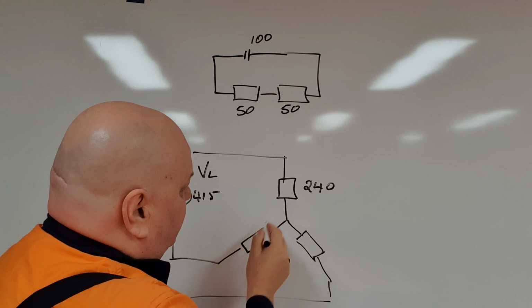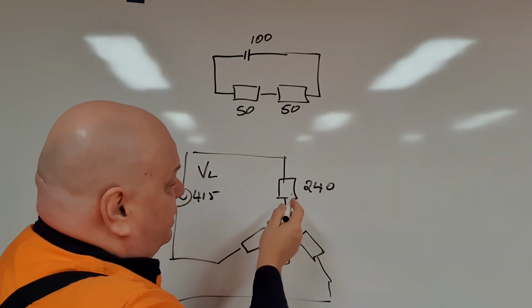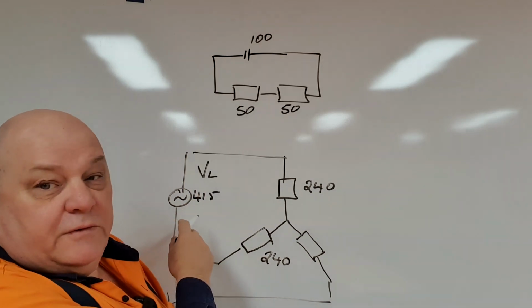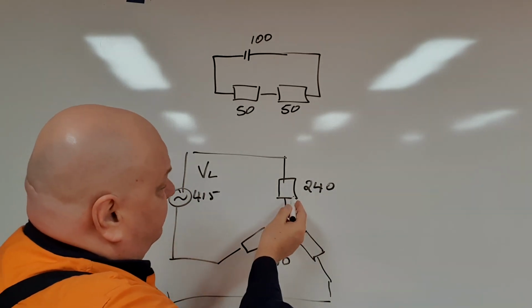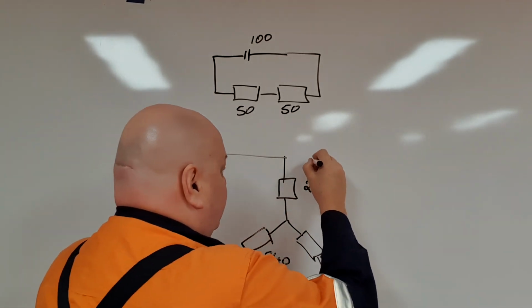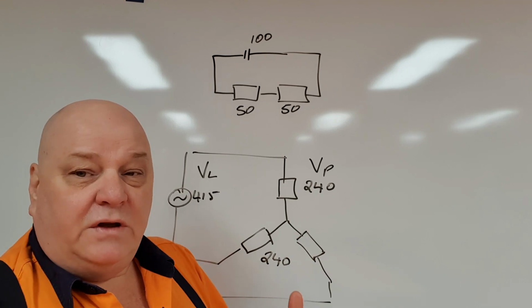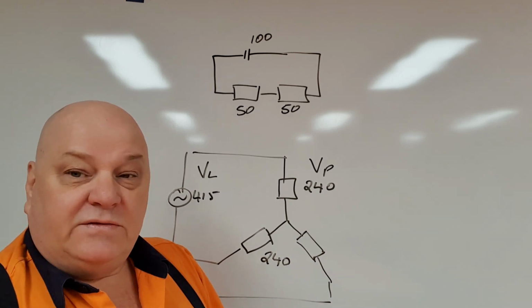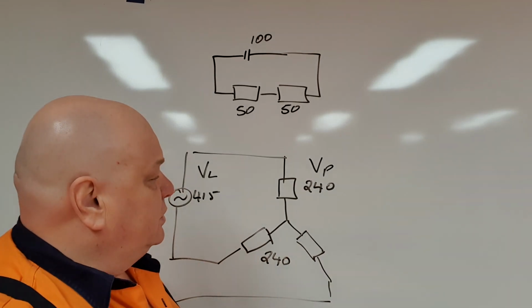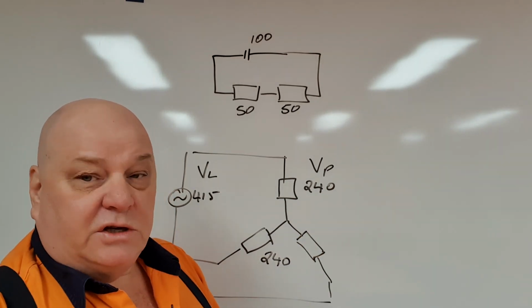And here, if this is a winding in a motor say, then each winding has to share that 415 volt. And so we've got 240 on this one, 240 on that one. That is our phase voltage. Now we all know, we all call it out in the field, phase to phase voltage and phase voltage. So line and phase is what you'll see in engineering books.